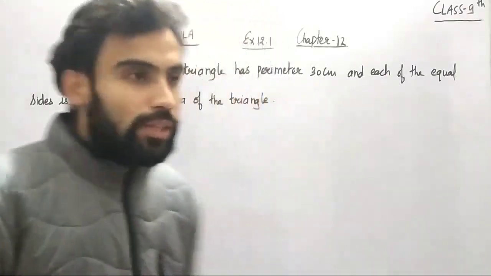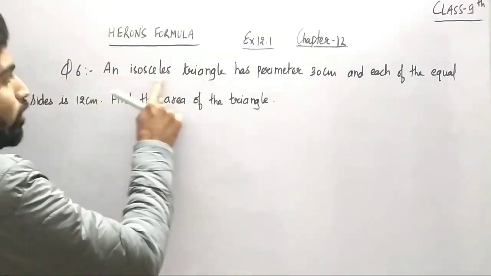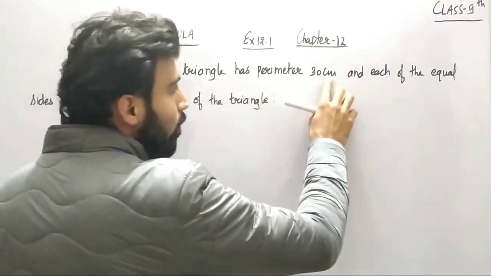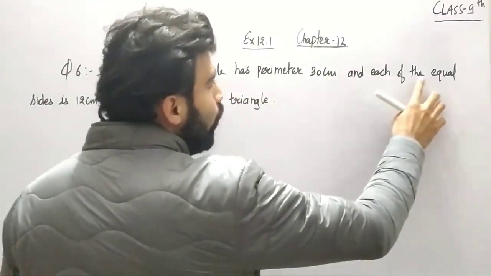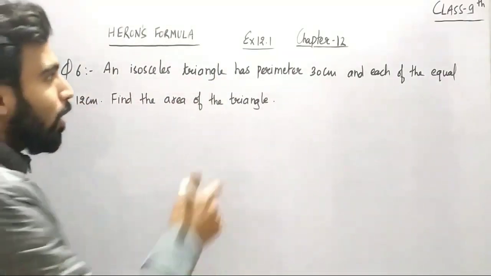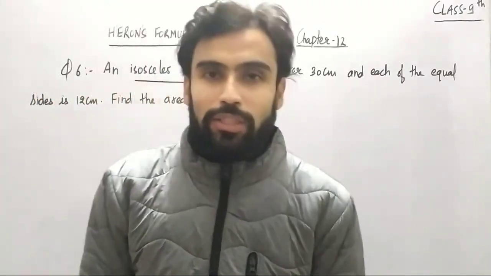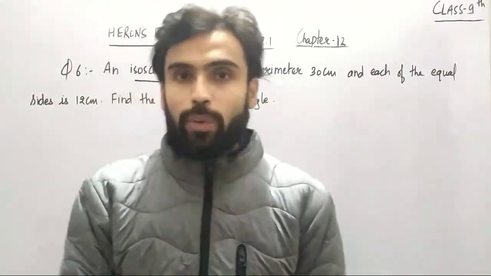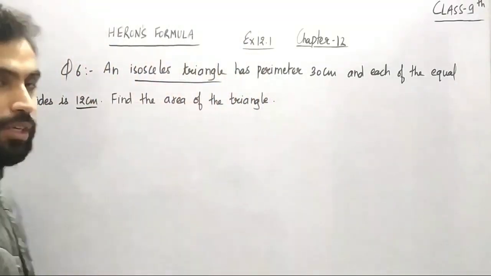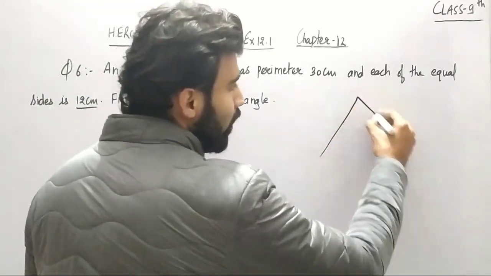So you can see the next question is question number 6, which is: an isosceles triangle has perimeter 30 centimeters and each of the equal sides is 12 centimeters. So here we are given an isosceles triangle, and we know that an isosceles triangle has two equal sides, right? So here the length of the equal side is given to me, that is 12 centimeters. So first let me just draw a triangle here which is isosceles.